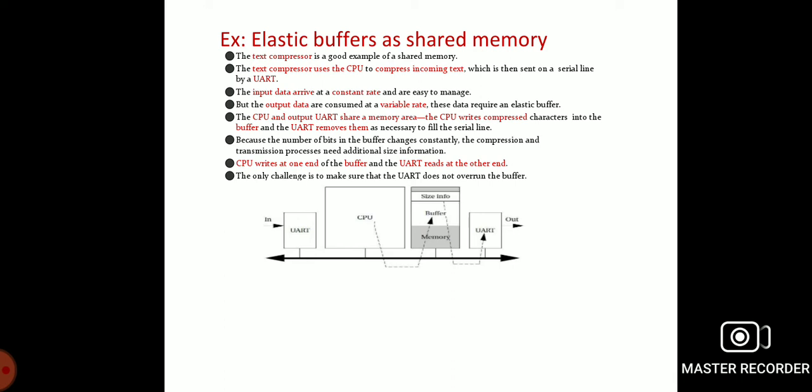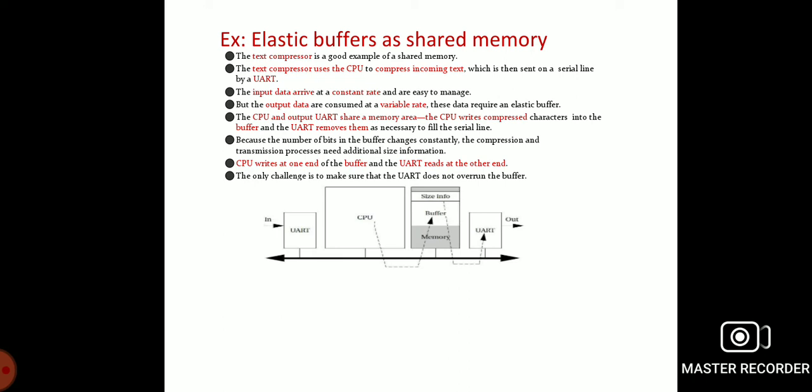The text compressor uses the CPU to compress the incoming text, which is then sent on a serial line by a universal asynchronous receiver transmitter. The input data arrive at a constant rate and are easy to manage. But the output data are consumed at a variable rate, so these data are recorded in an elastic buffer. The CPU and the output UART share a memory area. The CPU writes compressed characters into the buffer and the UART removes them as necessary to fill the serial line.